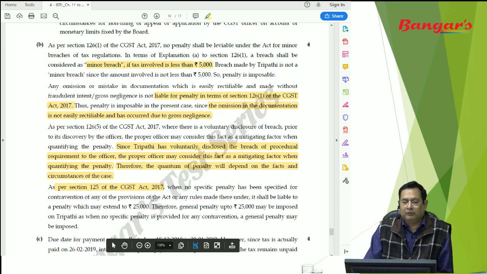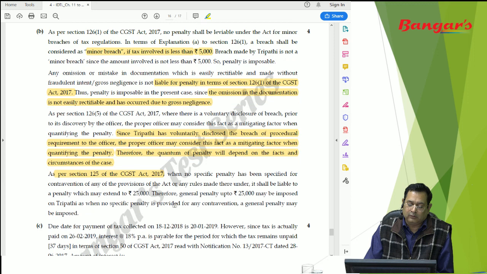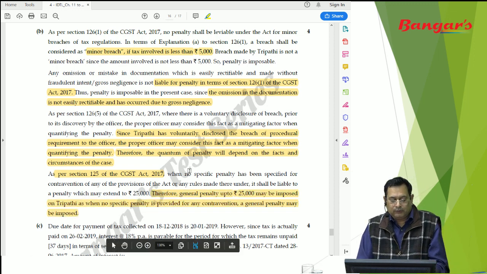When there is no specific penalty, then a general penalty can be imposed. In this case, general penalty can be imposed up to rupees 25,000 in case where no specific penalty has been provided. Question number 6 has been left.